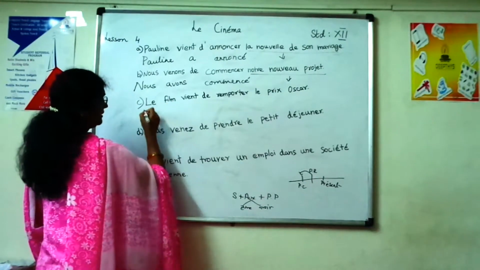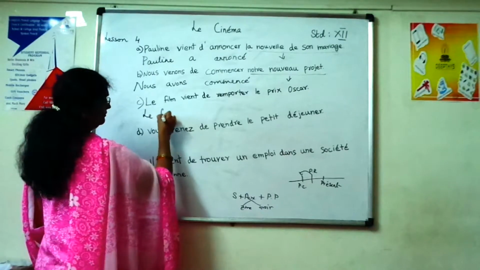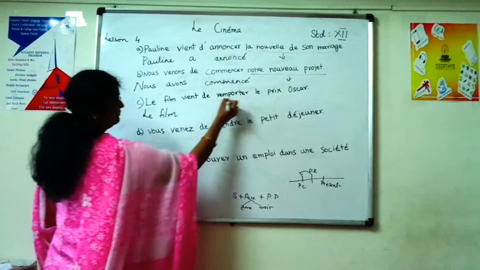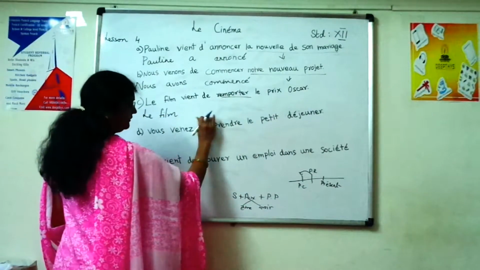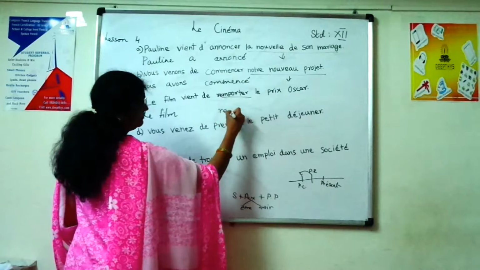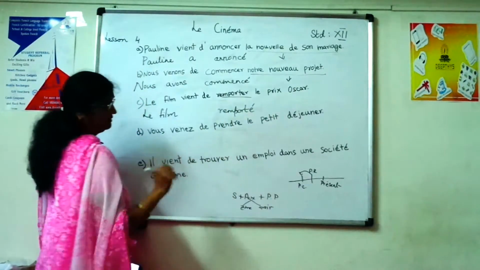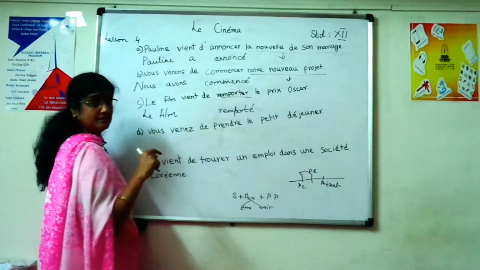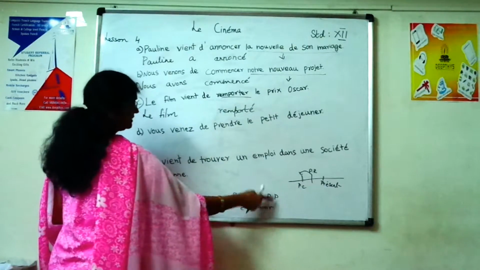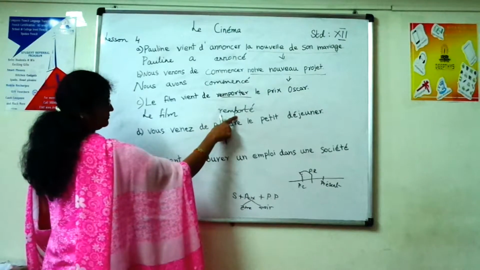So again, we will write the subject, le film. And this is the verb of the sentence. Leave a gap. You write remporter, you write the past participle. Because the syntax is subject, auxiliary verb, past participle. So you write the past participle.